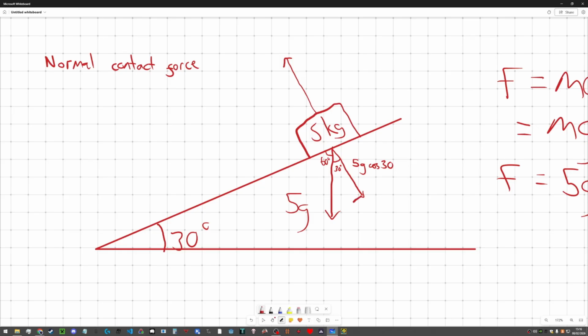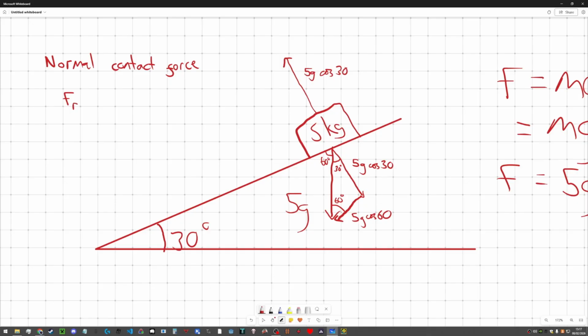And likewise, the other one: you know that this angle is 60 degrees, so this will be 5g cos 60. This is getting a bit messy, but we do now have all the forces labelled. This is 5g cos 30. Our normal reaction force is equal and opposite, so this will also be 5g cos 30.